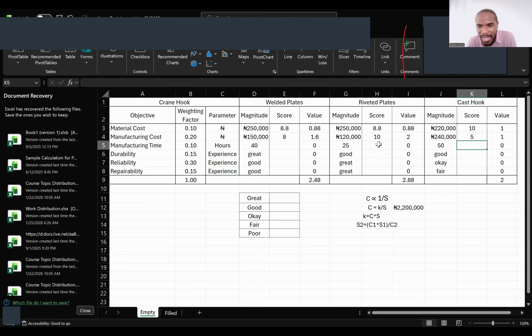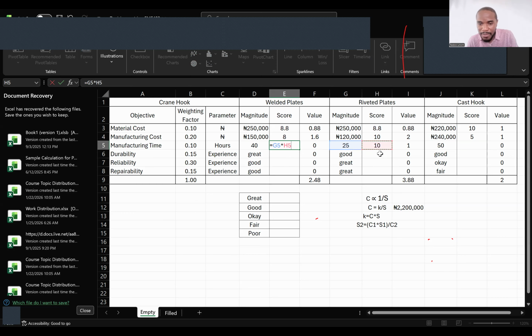So automatically, again, riveted plates gets a 10, right? Because the least time available is used. So we will do the same thing to find the score for welded plates that takes 40 hours instead of 25. So we say the score we give it equals the number of hours it takes to rivet the plate times the score that we give it, divided by the 40 hours that we're now looking for the score for. And that gives us a 6.25 score.